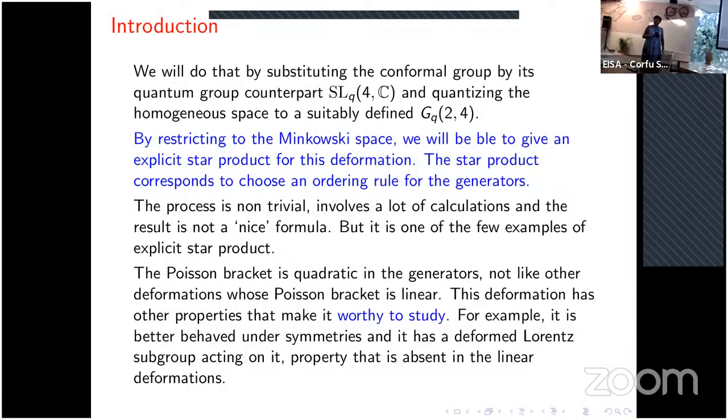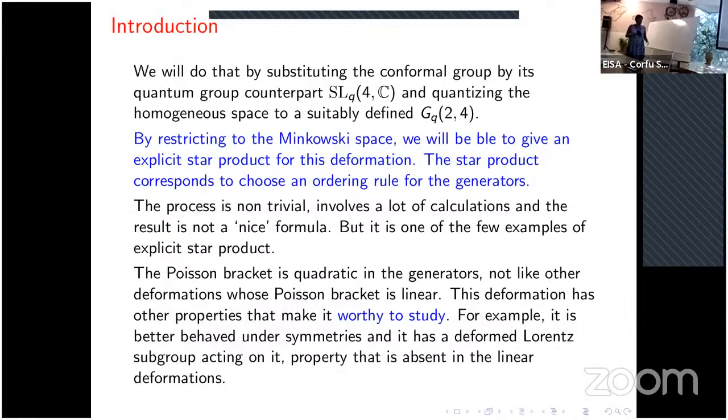The characteristics of this deformation is that the Poisson bracket, that is the leading order term, is quadratic in the generators. There are many deformations of the Minkowski space, others that are, for example, linear, that have a linear Poisson bracket. But those deformations sometimes have the added difficulty that they don't have a Lorentz group, not even a deformed Lorentz group, as a subgroup of the group of transformations of that quantum space.